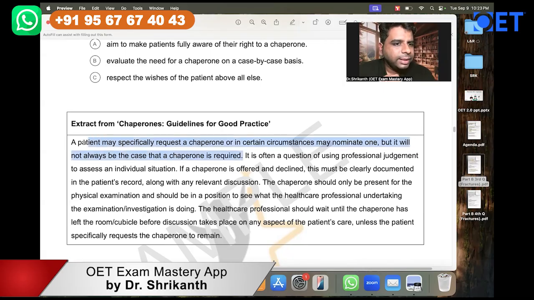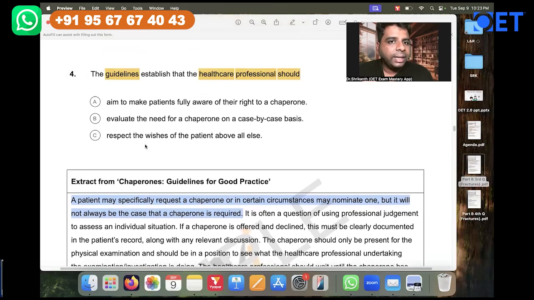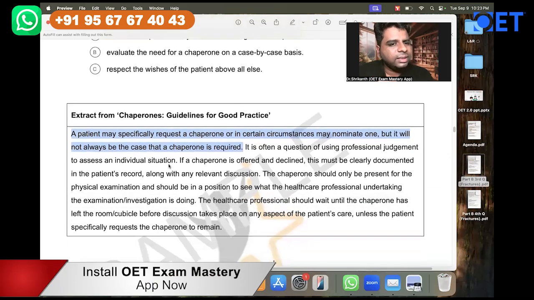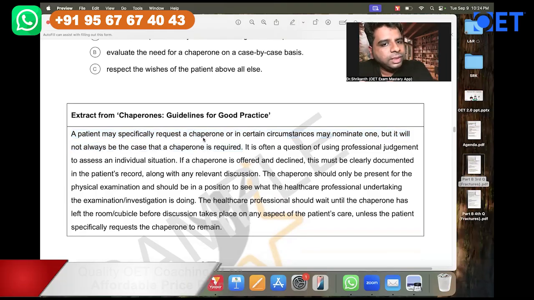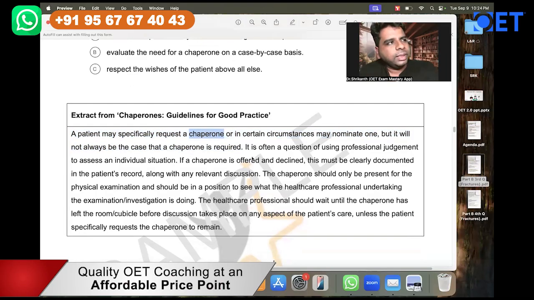Now you see over here, this sentence is not an expectation demanded from the healthcare professional. It is just a situation. They are just mentioning a situation. Okay, so here they're just telling a patient. So a patient may request a chaperone. Chaperone basically means what? Chaperone basically means a companion. Okay, so that is a companion.